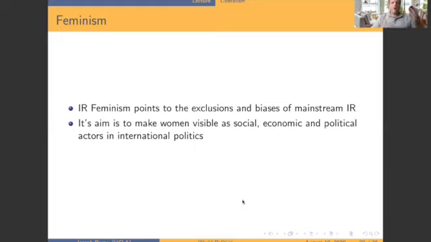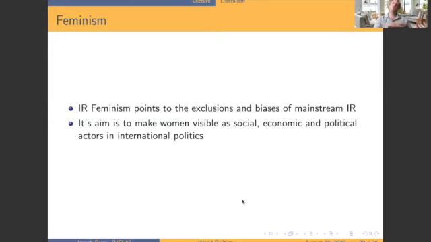So one of the key differences between feminism and the other theories is the fact that it points to the exclusions and biases of mainstream IR. So feminism shares many of the constructivist assumptions. It argues specifically that social discourse has been dominated by men, and that the exclusion of women's voices affects the questions we ask and how we evaluate the answers.